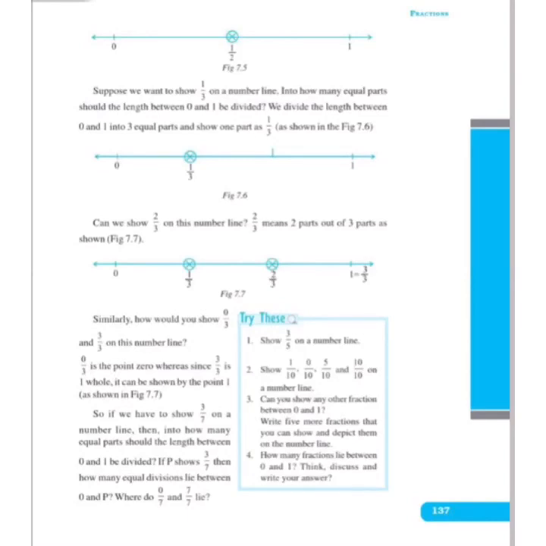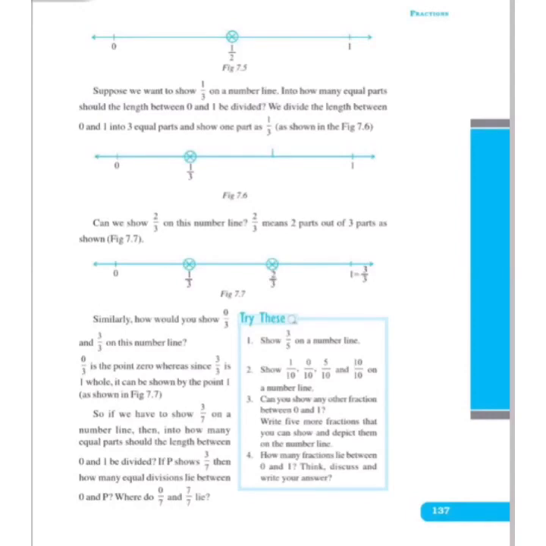Now children, you can see here if we write 0 upon 3, it is automatically 0 only, 0 the origin, and if we write 3 upon 3, it is 1 only. So in the middle of 0 and 1, we will move right from 0 and we will write first point as 1 upon 3 and second point as 2 by 3. And in this way we will mark 2 by 3 on the number line.